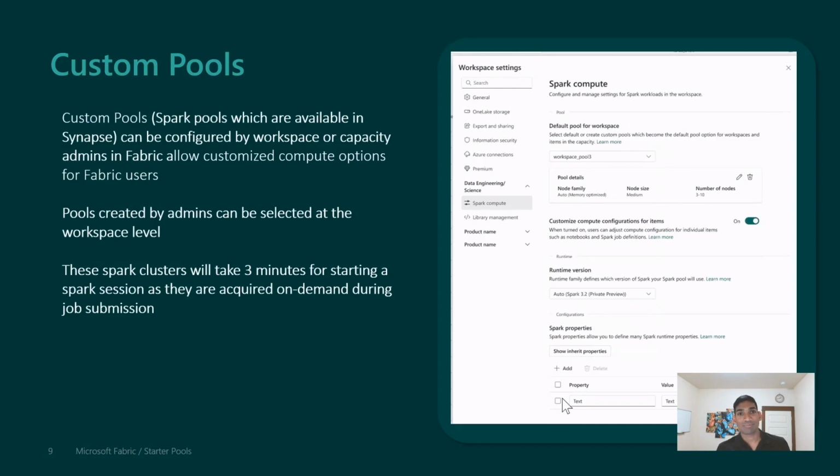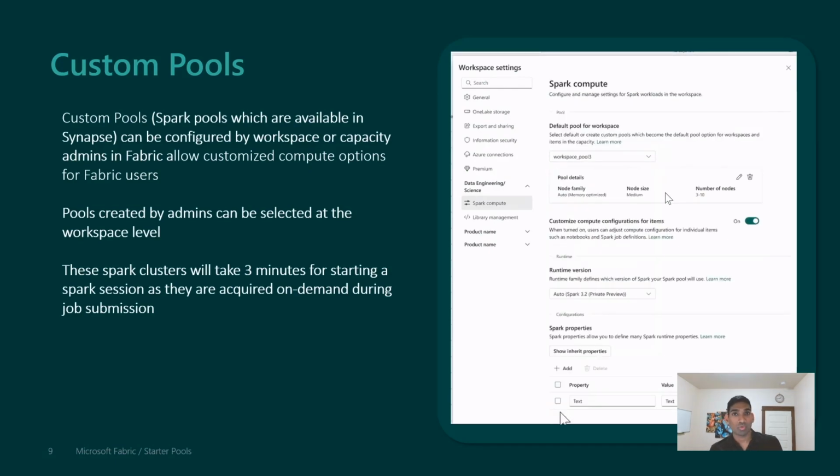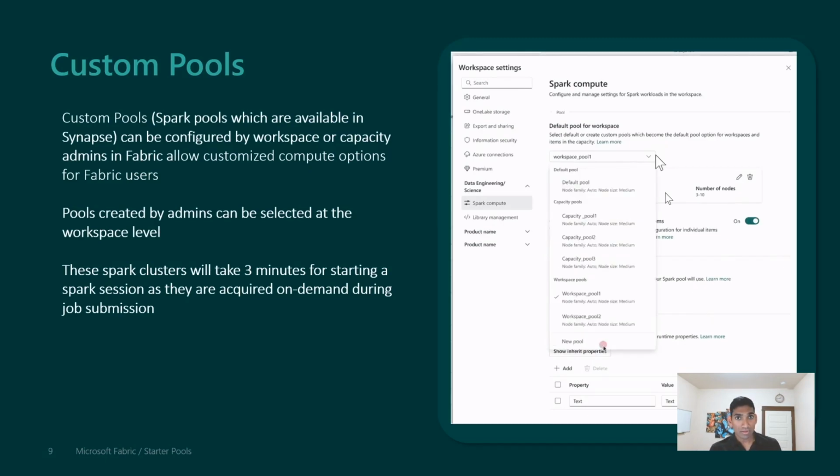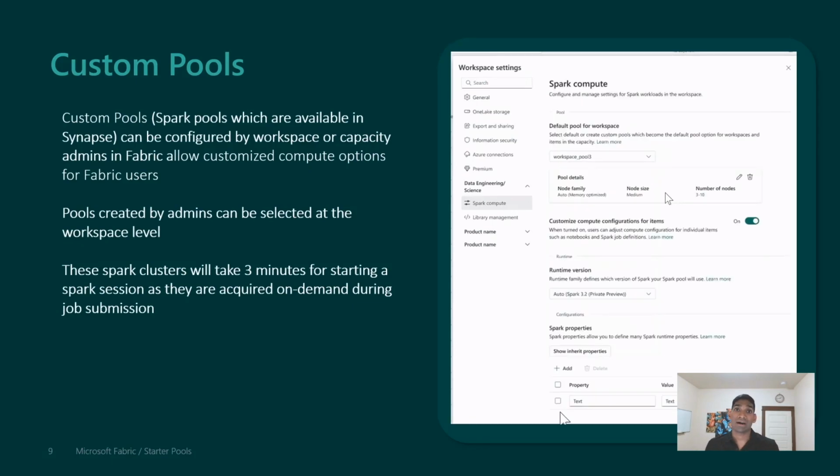And these pools could be created at the workspace level by workspace admins. And once the pools have been set as a default pool option for the workspace, users would be able to use these for their notebook and Spark job definitions within the Fabric workspace. These clusters would take 3 to 5 minutes for session start, unlike starter pools, which would give you the 5-second session start experience. But in this case, users would be able to size their machines based on their available capacity. So they could go with a small compute, or they could also go with an XX large type of machine.